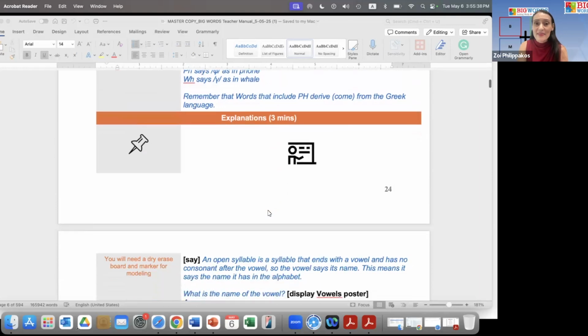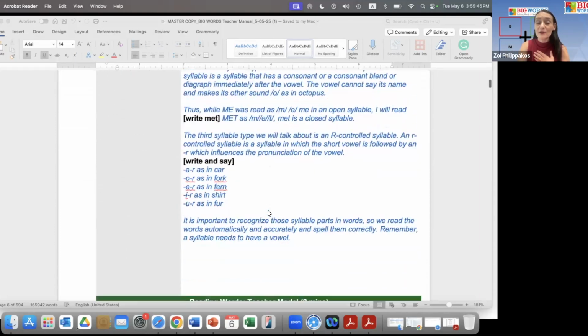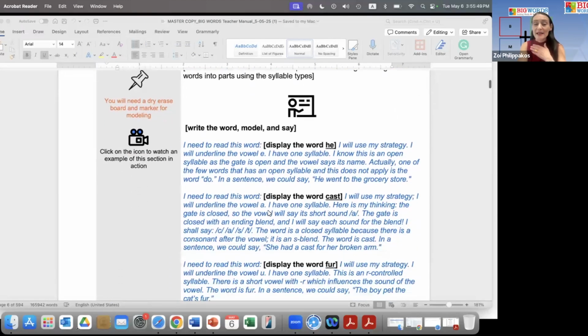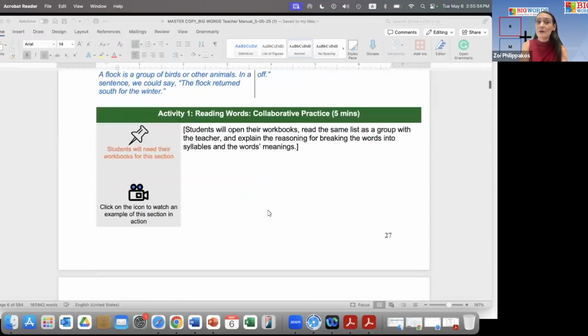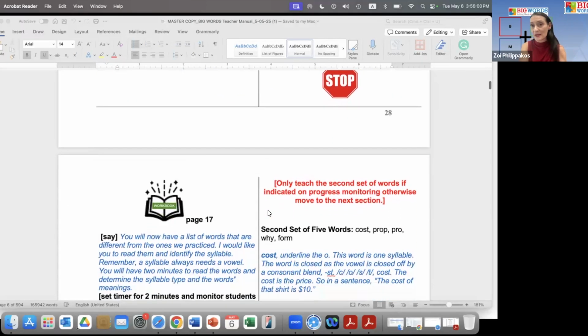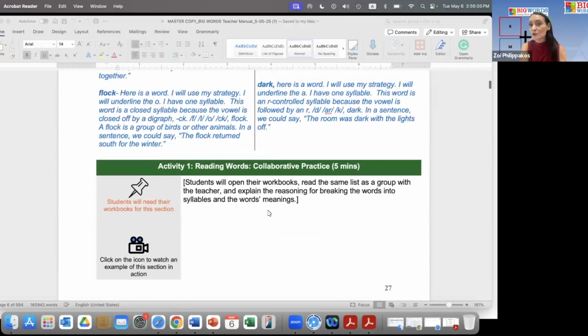And then you will go to the explanation, where you explain to them what an open syllable is and you model it. After that, you work on the reading of the words, where you model, and then the students will work in their own book. They will be practicing with their own words in the collaborative practice, and after that, they will do the independent practice. The collaborative practice uses exactly the same words that you did, the same words you modeled for the students, the same words they are repeating.